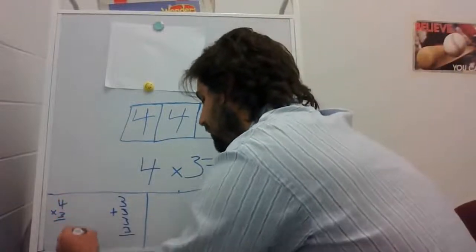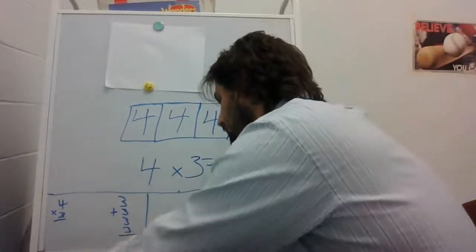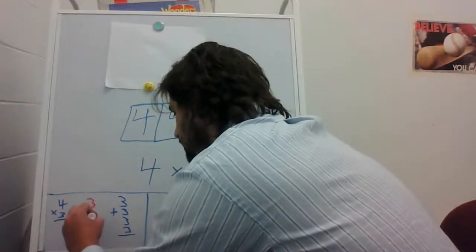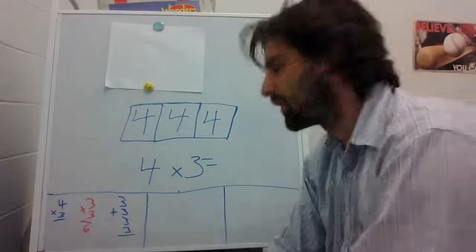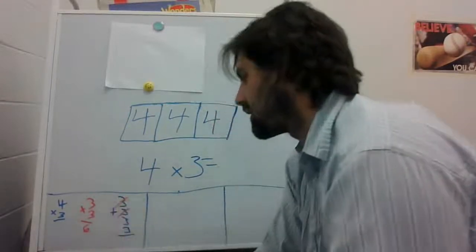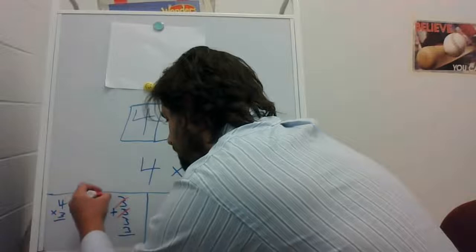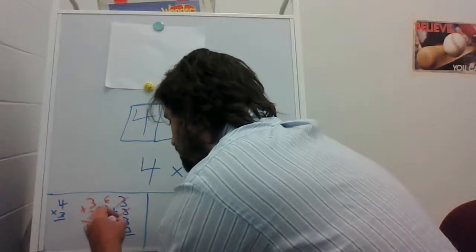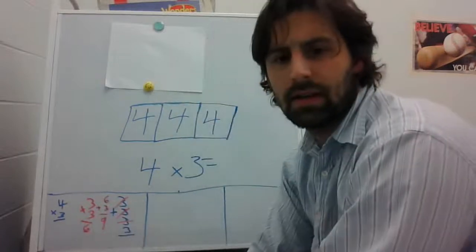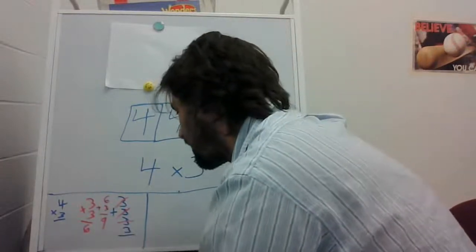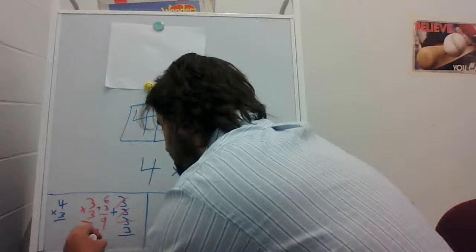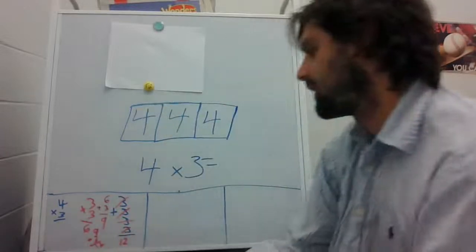So you would add the number 3 4 times. So 3 plus 3 equals 6. We just added the number 3 twice. 6 plus 3 equals 9. We just added the number 3 3 times. And 9 plus 3 equals 12. All right, we added the number 3 4 times. We got 12.